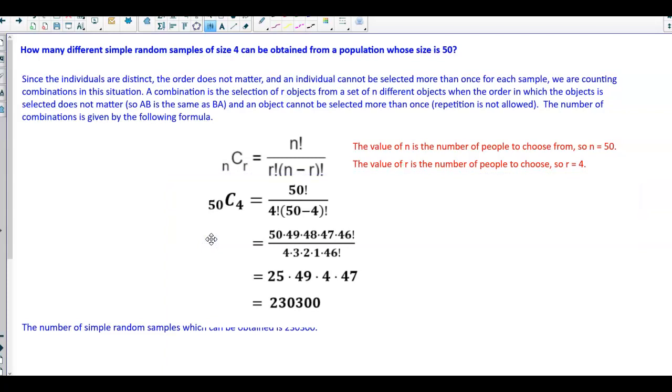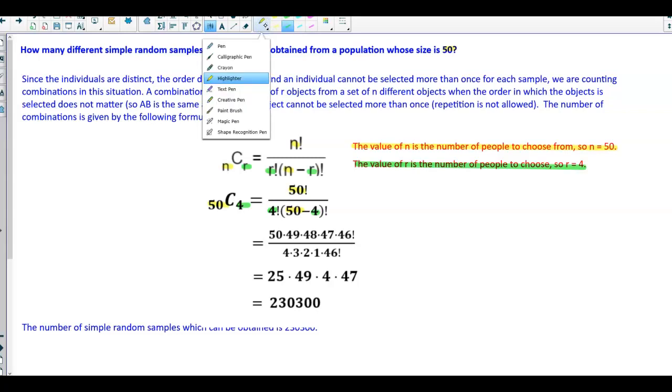So here's our formula. And what do we know? We know that the value of n is the number of people to choose from, which in our problem is equal to 50. So n represents 50. And then r is the number of people to choose, and r is the sample size 4. So our value of r is 4.